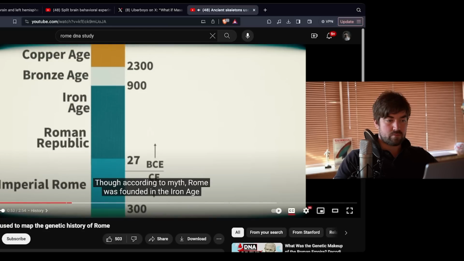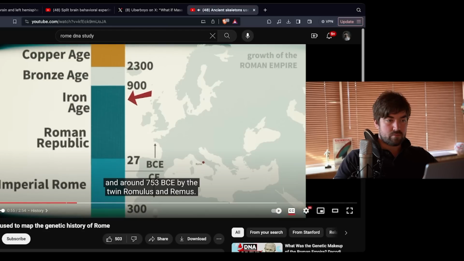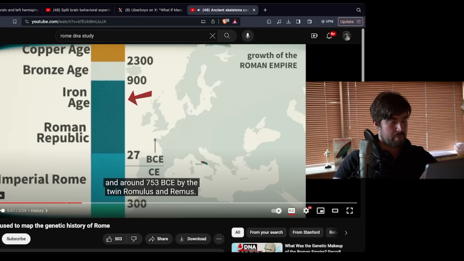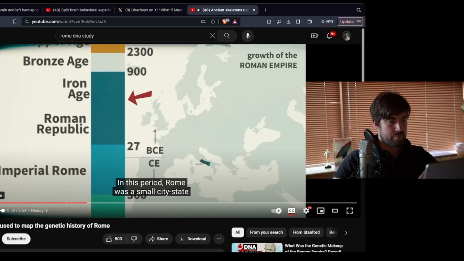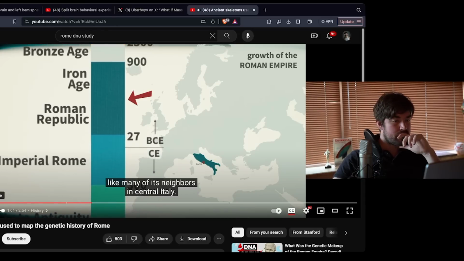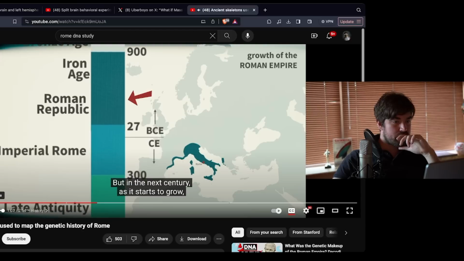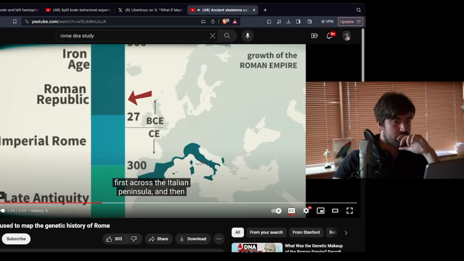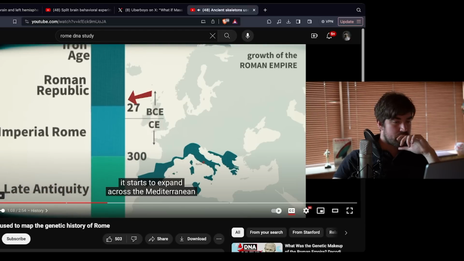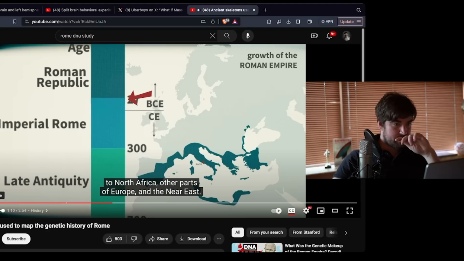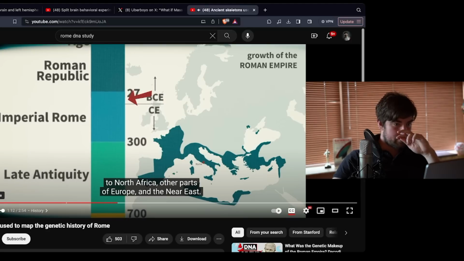So according to myth, Rome was founded in the Iron Age in around 753 BCE by the twins Romulus and Remus. In this period, Rome was a small city-state, like many of its neighbors in central Italy. But in the next centuries, it starts to grow, first across the Italian peninsula, and then it starts to expand across the Mediterranean to North Africa, other parts of Europe, and the Near East.